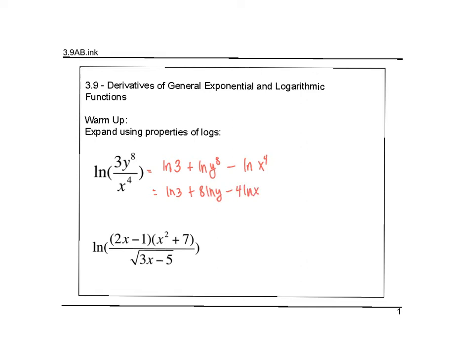Okay. And the second one, the addition and the subtraction inside of those parentheses cannot be broken up, but the individual factors can. So ln of quantity 2x minus 1 plus ln of quantity x squared plus 7 minus 1/2 ln quantity 3x minus 5.